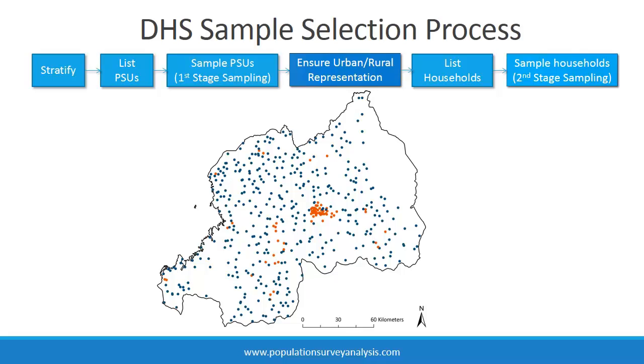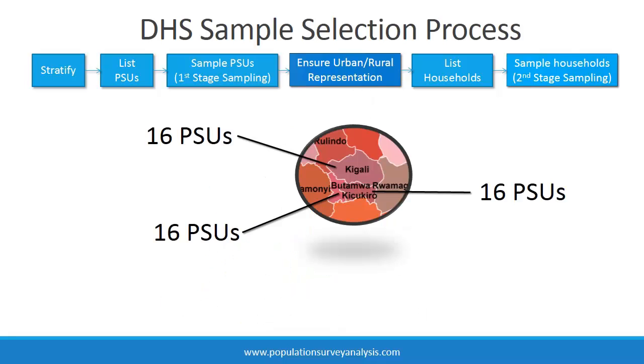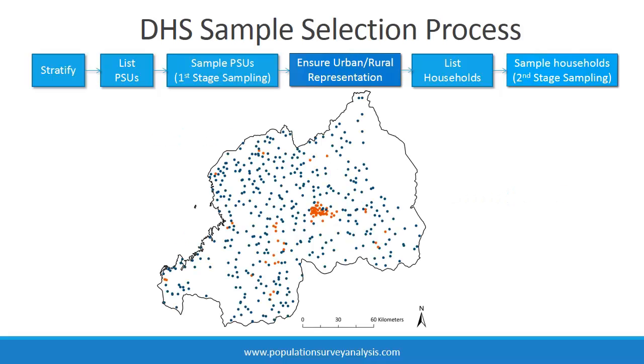How exactly was oversampling performed in the Rwanda 2010 DHS? The implementers increased the number of sampled PSUs from 16 to 20 in each of the 3 districts that comprise the capital city, Kigali. Oversampling a subpopulation leads to unequal probability of selection, which is why it is important to use sampling weights when you analyze DHS data. People from Kigali are overrepresented in this sample. Sampling weights will be covered in greater detail later.